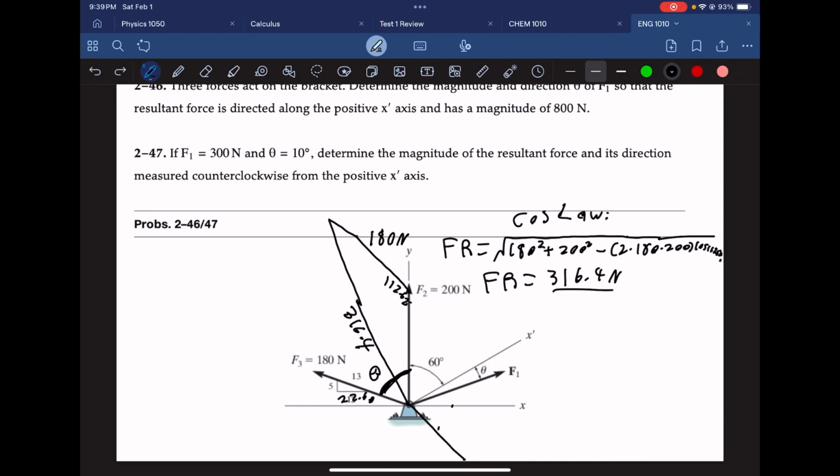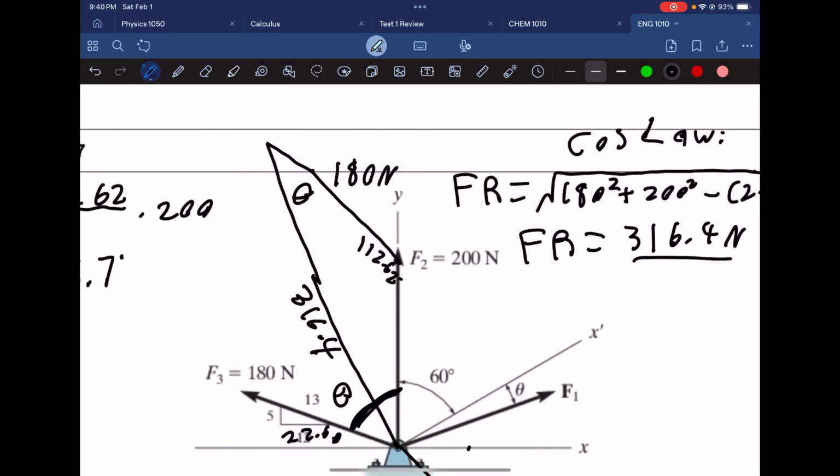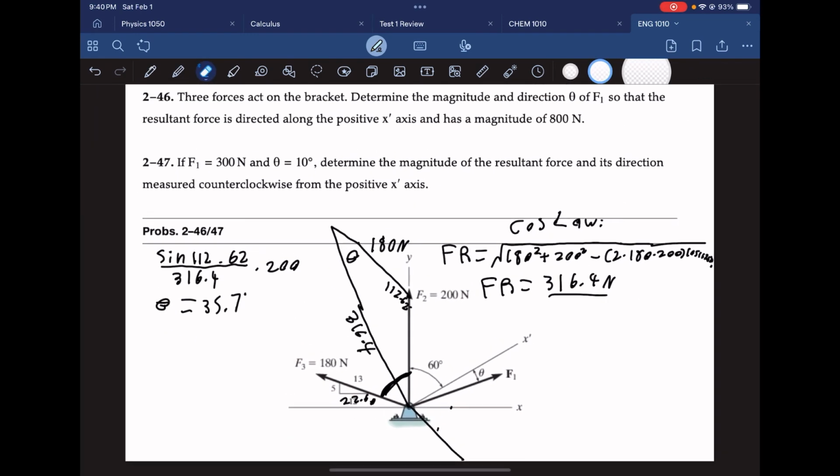So let's do that. We're going to solve for that angle there, which is just this angle here. It's 200, so we just go sine 112.62 divided by 316.4 multiplied by 200, which means theta is 35.7 degrees, just like that. So we can erase the theta and write in 35.7 degrees, just like that.